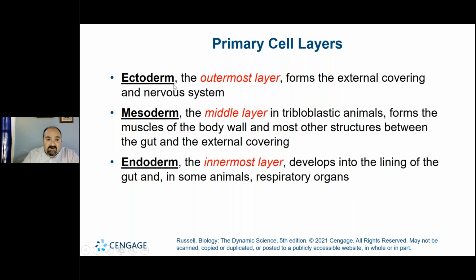So you'll see here, as far as the ectoderm, the external covering and the nervous system. So the neuroectoderm develops from that outermost layer. The mesoderm, so you're thinking as far as the muscles. So you see how the M's kind of correlate and go together? Mesoderm, middle layer, muscles of the body, and most of the other structures between the gut and the external covering. And then you have the endoderm. So the endoderm is the inner lining, the innermost layer, develops into the lining of the gut, right? The digestive system, in some animals, respiratory organs also, endoderm, okay?